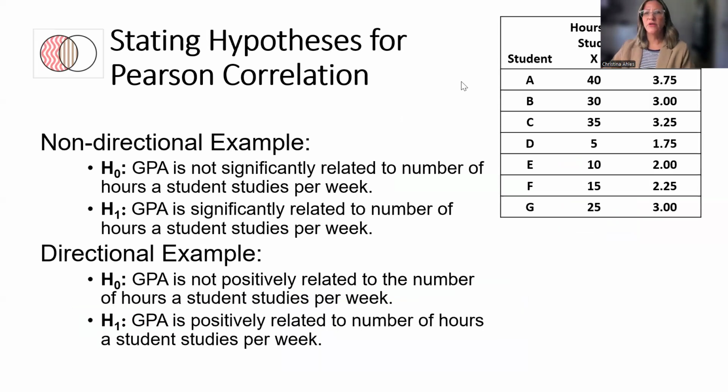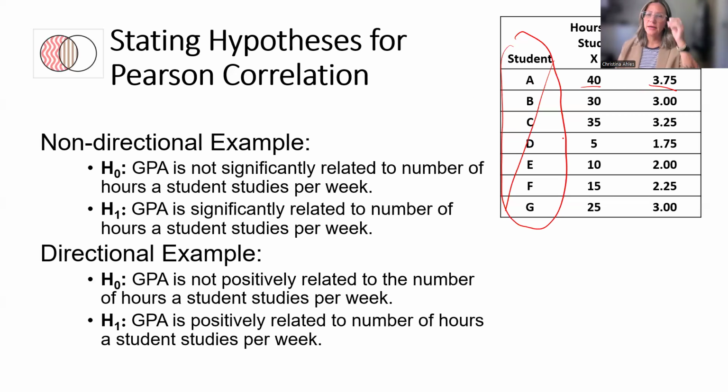So let's look at an example scenario. This is a pretty rudimentary scenario. Usually when you get this kind of data, it's not labeled student A, B, C, D, but I'm doing that just so you can see that for every person, they have two scores. For student A, they studied for 40 hours and their GPA is 3.75. So this is looking at the relationship between hours of study and GPA.